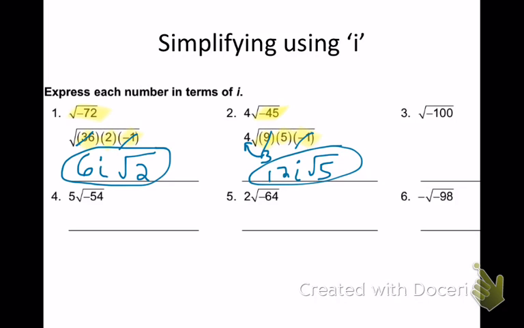Number 3, square root of negative 100. Well, what's the square root of 100? 10. Square root of negative is? So I really have the square root of 100 and the square root of negative 1. What's the square root of 100? 10. What's the square root of negative 1? i. So I get 10i.